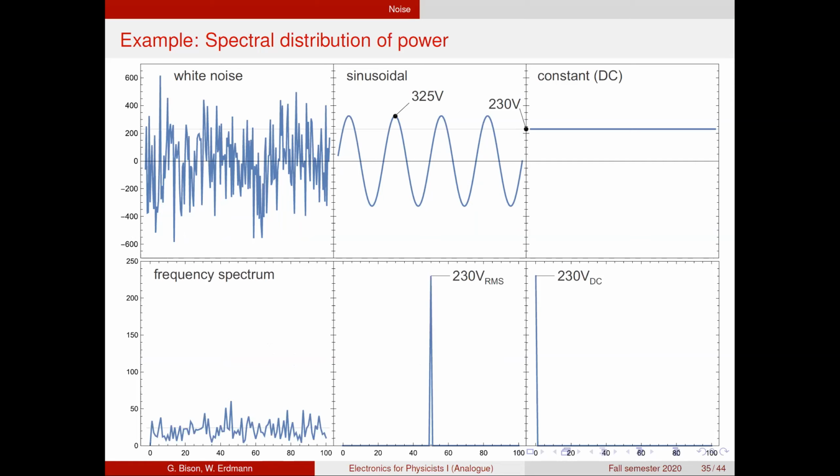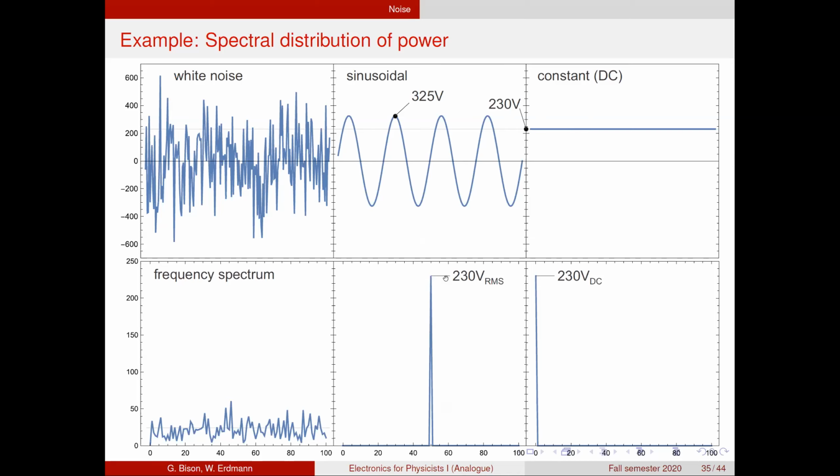If we have a look at the spectral distribution of the power, we see for the DC signal, all the power is concentrated at zero frequency. That's what it means to have a DC signal. For an oscillating signal, in this case, the 50 Hertz signal that we get from our main connectors, this of course has a frequency of 50 Hertz, so there's a peak at 50 Hertz in the power spectrum.